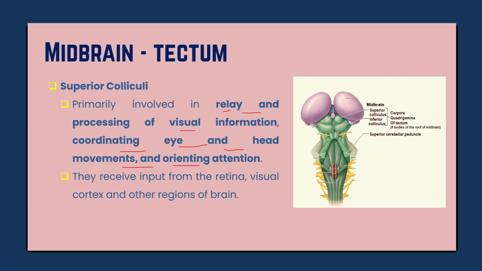Superior colliculi also receive input from the retina, visual cortex and other regions of the brain. So it has to first receive the visual input, which it then processes and tells the muscles what to do, right? So superior colliculi receives these visual inputs from the retina, which is a part of your eye, then the visual cortex and other regions of the brain.